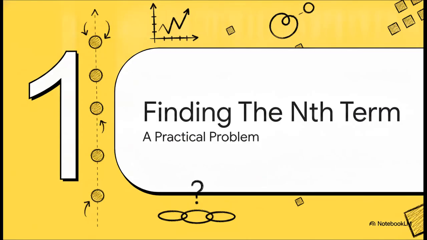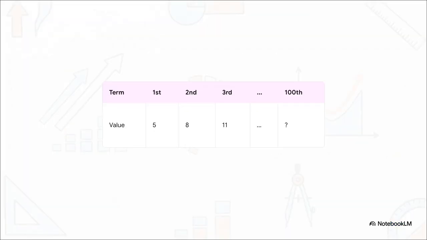Finding the nth term. Let's look at a very practical challenge that we often face when dealing with sequences of numbers. Take a look at this sequence: 5, 8, 11, and 14. It's quite easy to spot that our common difference is 3. We are simply adding 3 each time. But what if I asked you to find the 100th term? Simply adding 3 over and over again 99 times is going to be incredibly tedious and frankly very prone to silly errors. We absolutely need a better method.